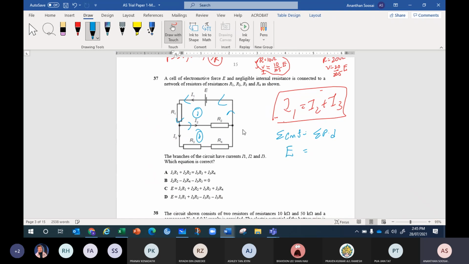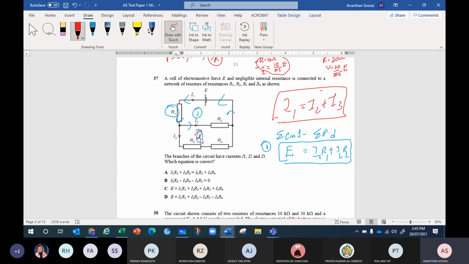What is the total EMF for the first loop? E is the total EMF. How many PD are there? 2 PD. R1 is 1 PD. What is the PD of R1? I1 R1, plus, coming down here, the PD is I2 R2. So E equals I1 R1 plus I2 R2. This is the equation for the first loop.